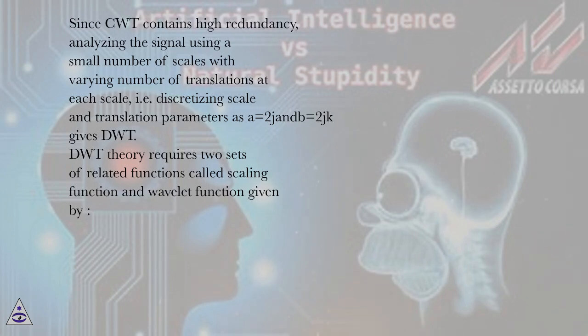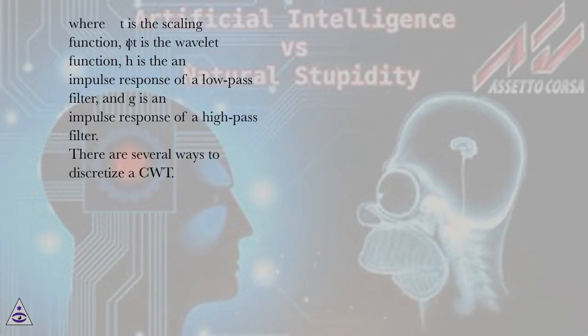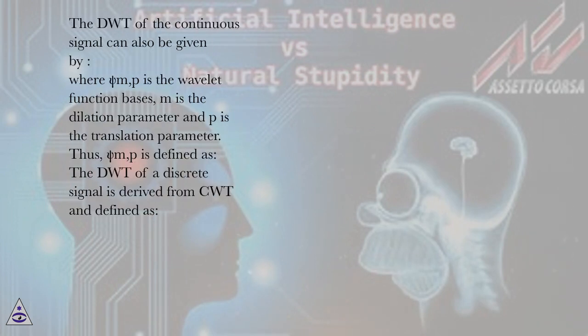DWT theory requires two sets of related functions called scaling function and wavelet function, given by the equations where Φ(t) is the scaling function, Ψ(t) is the wavelet function, h is the impulse response of a low-pass filter, and g is the impulse response of a high-pass filter. There are several ways to discretize a CWT. The DWT of the continuous signal can also be given by the equation where Ψ(m,p) is the wavelet function basis, m is the dilation parameter and p is the translation parameter.